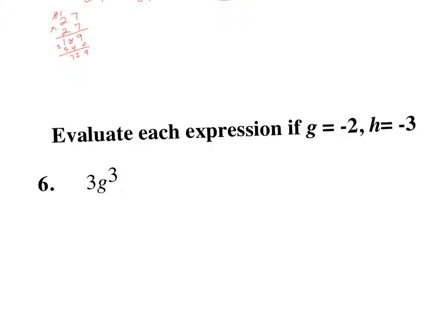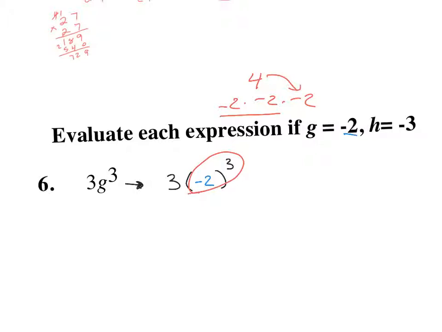Evaluate, again, means find the value of. Please remember that when you are evaluating, the very first thing you should do is rewrite the question with parentheses instead of the variable. So it's 3 times g to the third. Then you look at the value of g, which is negative 2. Then you do exponents first. So this is negative 2 to the power of 3, which is negative 2 times itself 3 times. Negative 2 times negative 2 is positive 4, times negative 2 is negative 8. So this is really 3 times negative 8, which gives you negative 24.